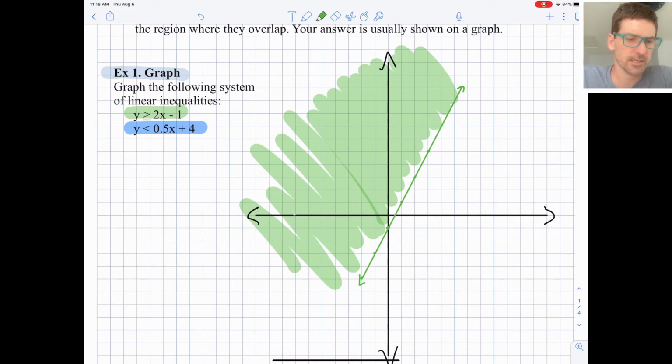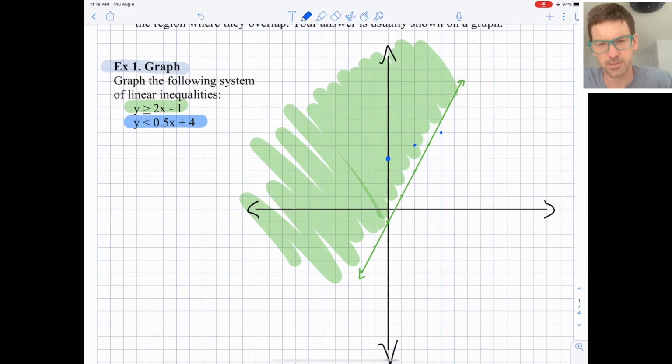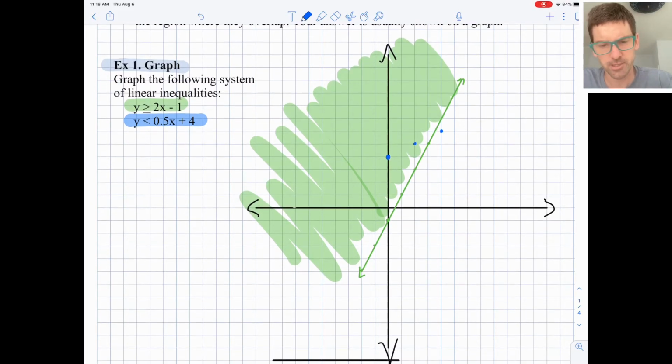y is less than 0.5x plus 4. That's going to be a dotted line with a y-intercept of 4: 1, 2, 3, 4. And a slope of a half. So up 1 over 2, up 1 over 2, up 1 over 2 in both directions. In my app, it's challenging to do a dotted line. I'm going to do my best, but if you're doing this on paper, make sure you're using a ruler and trying to make a nice, clean dotted line.